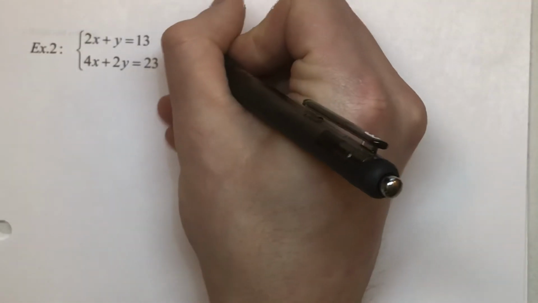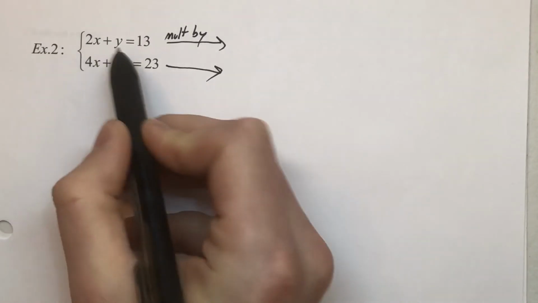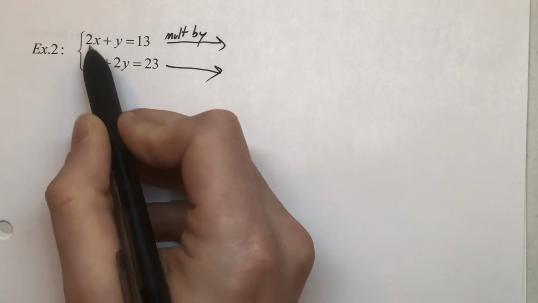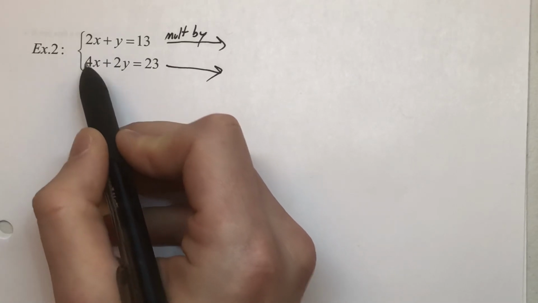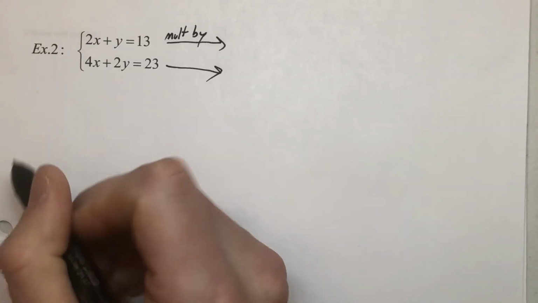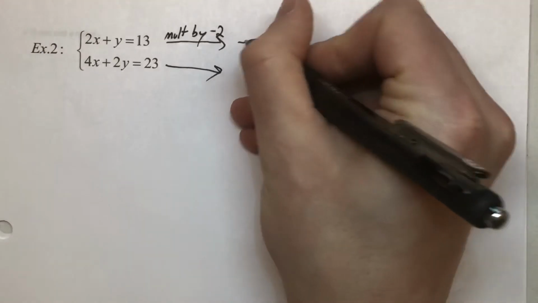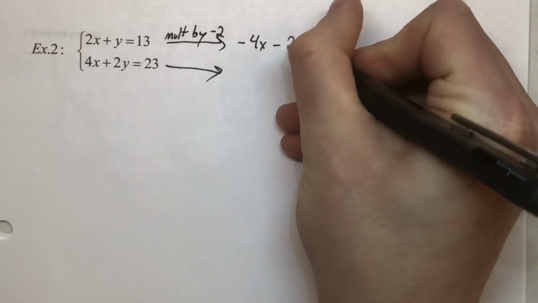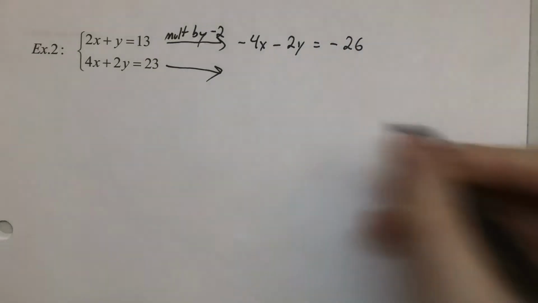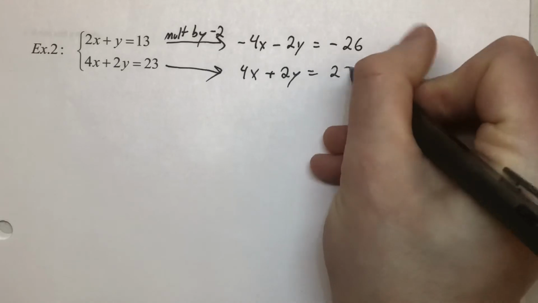So if we take this top equation and multiply it by, well, again, whichever one you look at, because of this special case we're dealing with, it's going to be a negative 2. 2 times 2 would give me a 4, but I'm going to need a negative to turn this to a negative 4 if I leave that a positive 4. So multiplying that top equation by a negative 2 would give me negative 4x minus 2y, and that would be a negative 26. Leaving the second equation alone, not changing it at all.